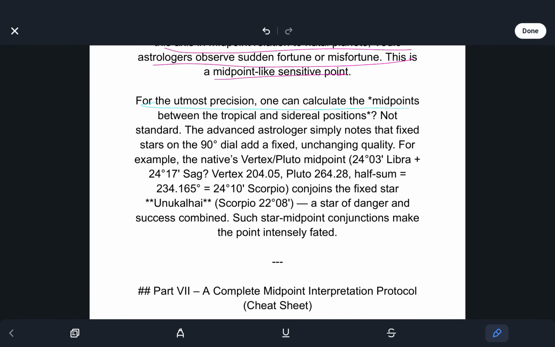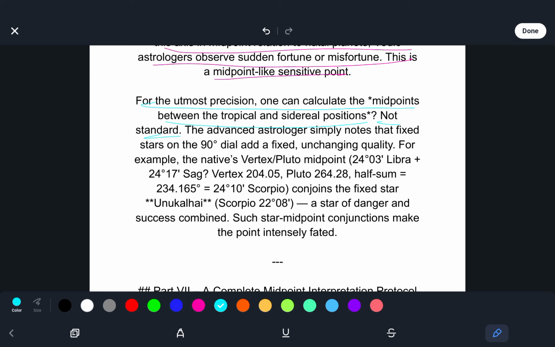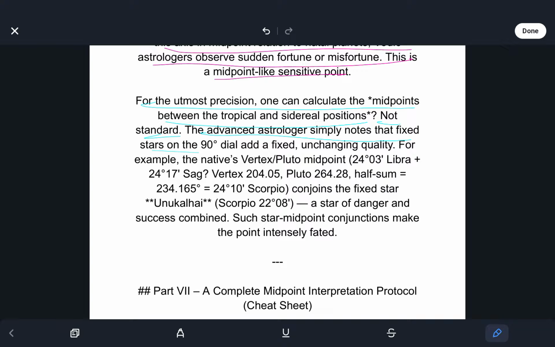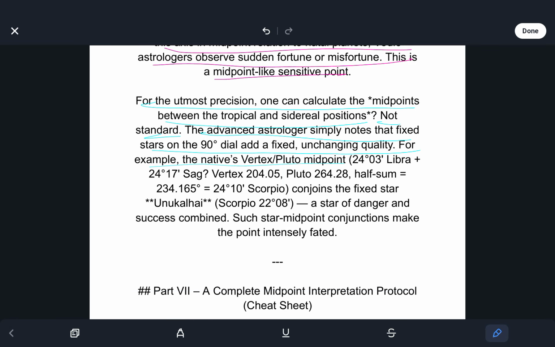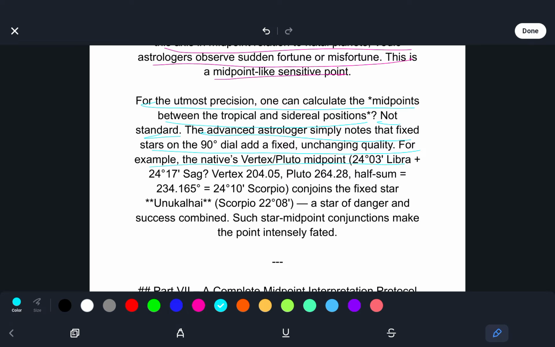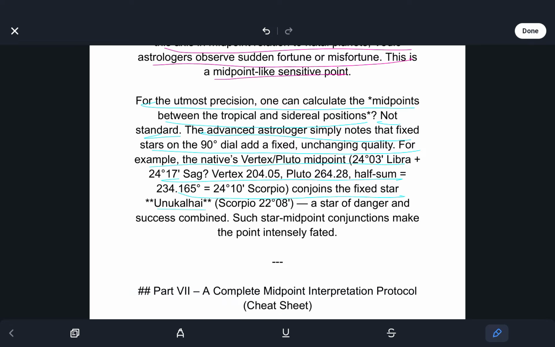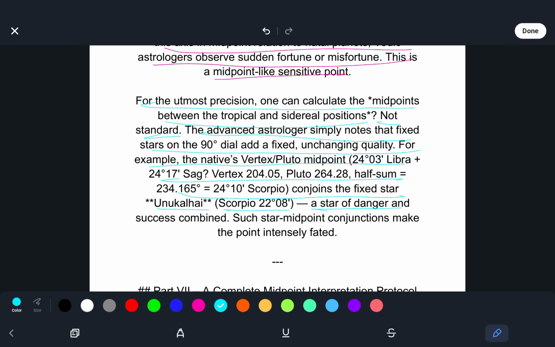For the utmost precision, one can calculate the midpoints between the tropical and sidereal positions, though this is not standard. The advanced astrologer simply notes that fixed stars on the 90 degree dial add a fixed, unchanging quality. For example, the native's Vertex-Pluto midpoint conjoins the fixed star Unukalhai, the star of danger and success combined. Such star-midpoint conjunctions make the point intensely fated.